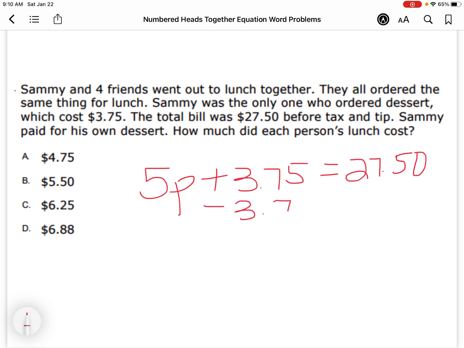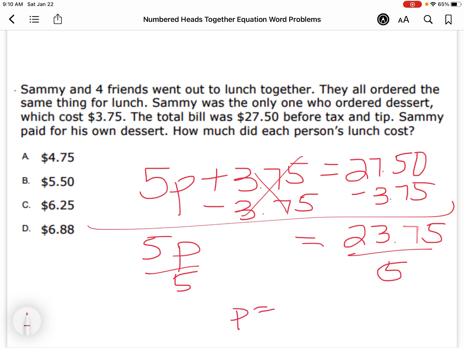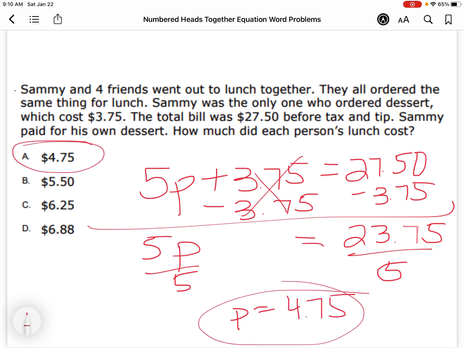So $27.50 minus $3.75 is $23.75, divided by 5. P equals $4.75. Each person paid $4.75 for lunch. Can you imagine? You can't even get McDonald's for that.